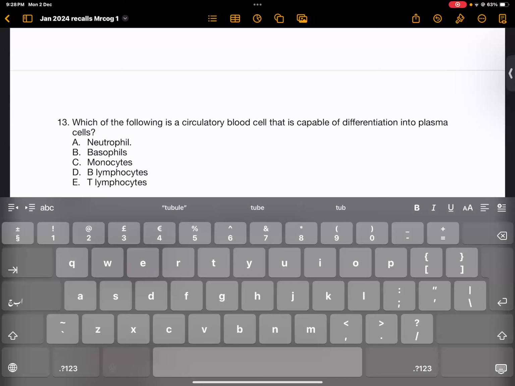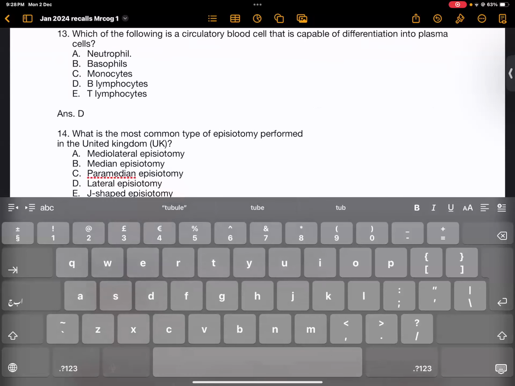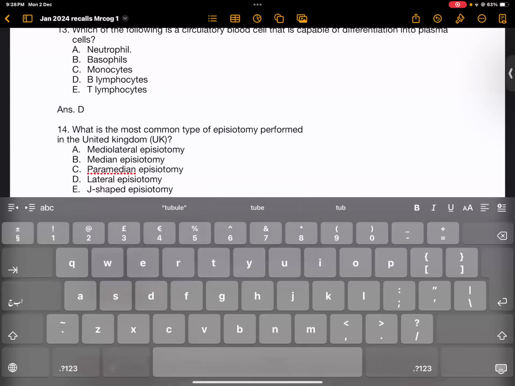Yes, that's great. Okay, so what is the most common type of episiotomy performed in the UK? So which kind of episiotomy are we currently doing? One is mediolateral, then there is a median episiotomy. Median would be in the middle, and then there's a paramedian episiotomy, and lateral or J-shaped. Yes, great. Mediolateral episiotomy is used.